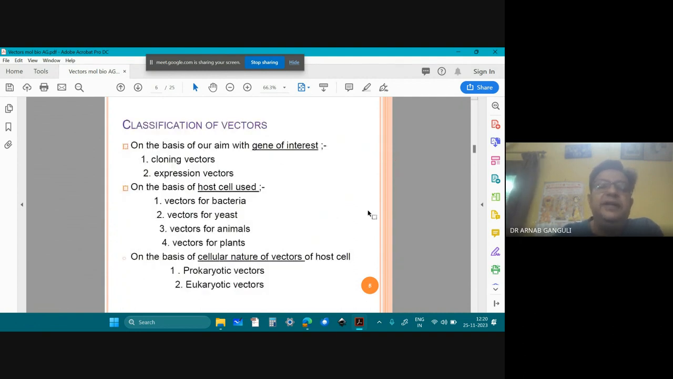Then you can classify vectors as cloning vectors and expression vectors. In cloning vectors, you try to make multiple copies of the gene of interest. In expression vectors, you try to express the genes. Then on the basis of host cell, you have vectors for bacteria, where you want to transform your vector or plasmid. Then you have vectors for yeast, vectors for animals, and vectors for plants. Then on the cellular nature of vectors, you have prokaryotic vectors and eukaryotic vectors. For example, yeast, animal, and plants are all eukaryotic.